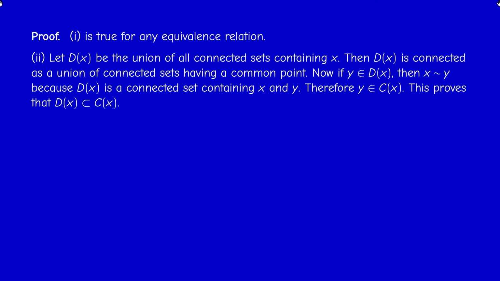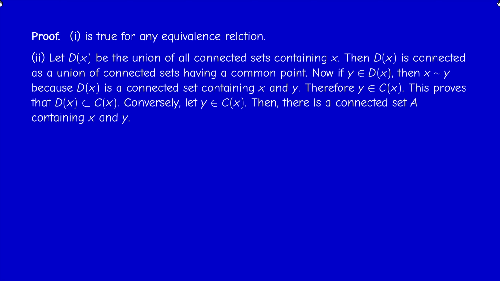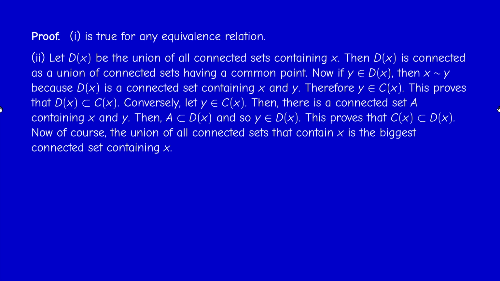Now conversely, if we take an element y in the component containing x, then by definition y is related to x, so there exists a connected set A containing both x and y. But D(x) is the union of all these connected sets, so in particular, D(x) contains A. Since y is in A, then y is in D(x). So any element in C(x) is in D(x), and therefore we have the reverse inclusion.